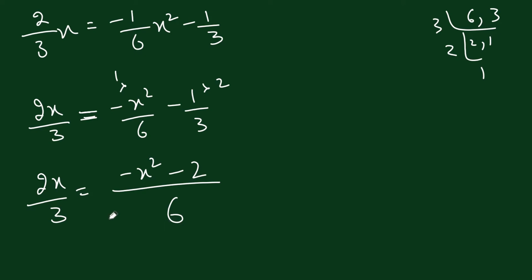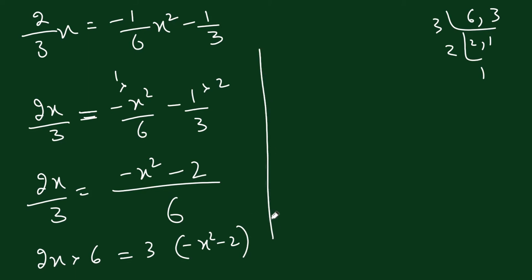Now what you can do here is you can see denominators. LHS has a denominator, RHS has one denominator. Now you can do cross multiplication. So 2x into 6 is equal to 3 into this whole part. Since it's more than one term, we'll write it in bracket.